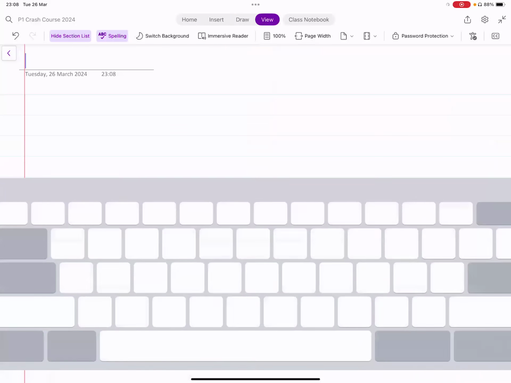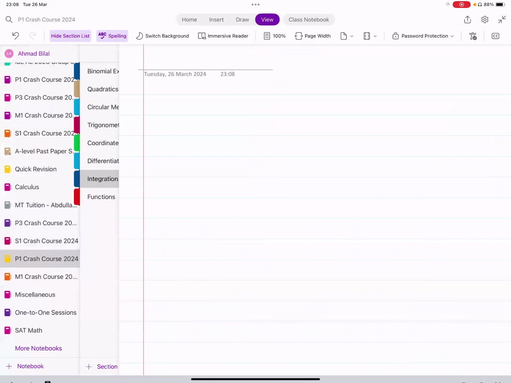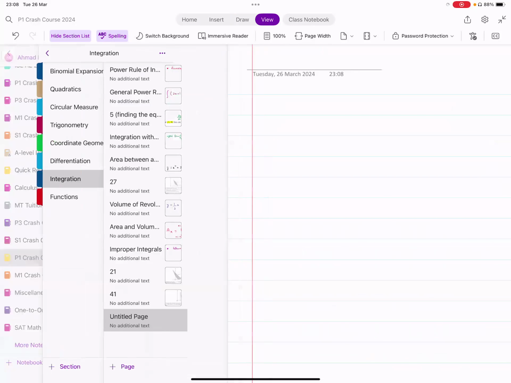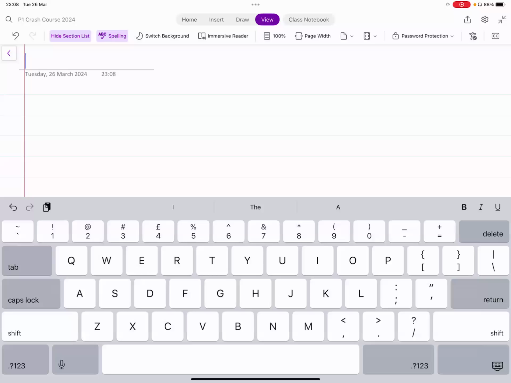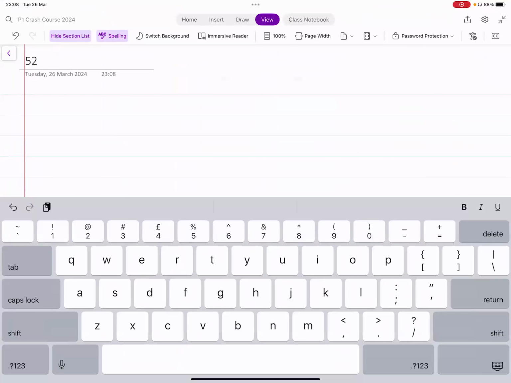Please make sure that you're doing revision alongside of the previous topics. Otherwise, it's very common that you just start forgetting stuff. And then you'll start panicking because the time left is not that much now. You need to make sure that you're revising alongside. Question number 52.